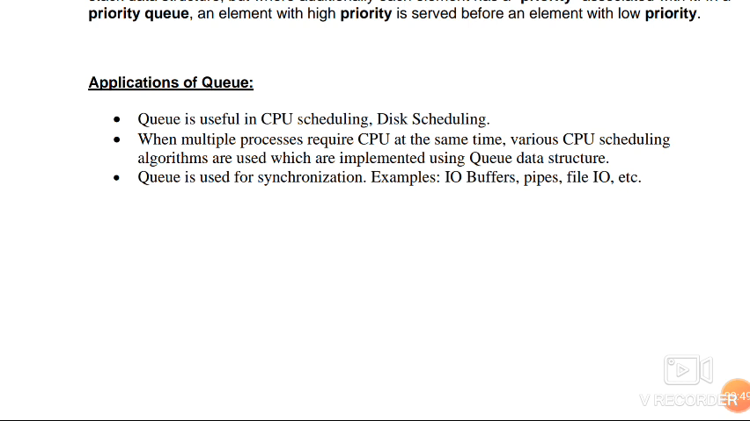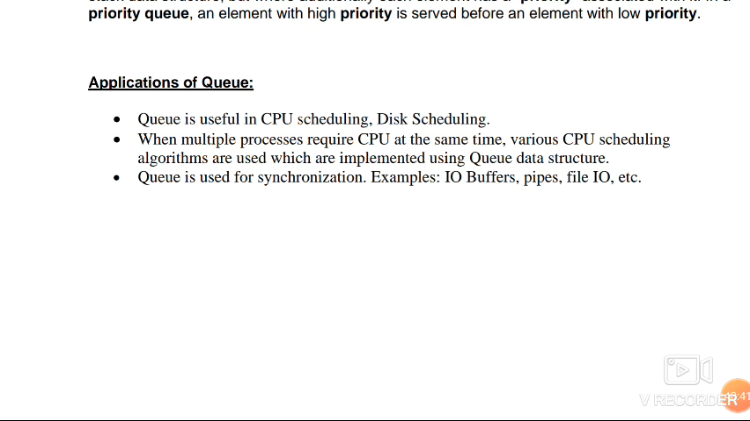In real life there are so many situations when we make use of such a queue. These are a few listed applications. Queue is useful in CPU scheduling. Queue is useful in disk scheduling, as we have multiple scheduling algorithms like FCFS, round robin. There are still more scheduling algorithms, and all those algorithms make use of queue. That is, we can say queue is helpful in CPU scheduling as well as in disk scheduling.